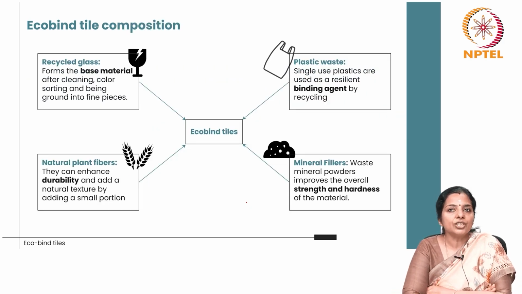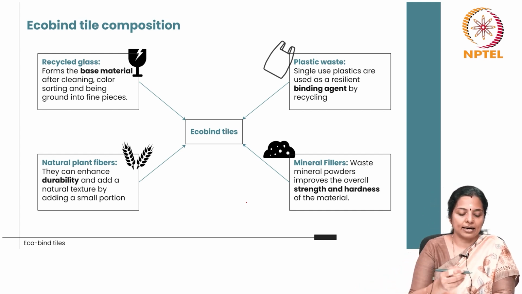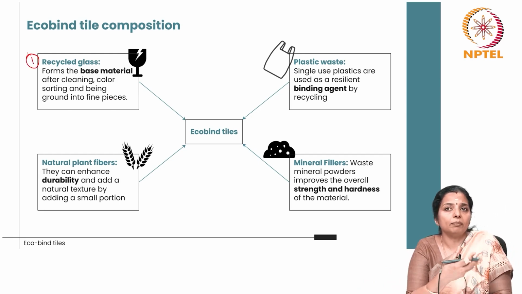Each material is processed individually and then combined to form the Ecobind tile. Suppose we look at recycled glass. This recycled glass is ground-up recycled glass bottles and sometimes even window glass. This is collected and processed to form the base material. The glass shall be meticulously cleaned, sorted based on color and ground into fine particles.